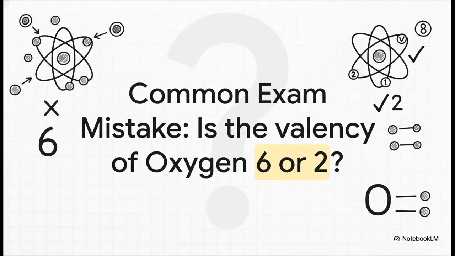All right, I want you to pay very close attention here, because this is where many students make a mistake in the exam. For an element like oxygen, they see the 6 valence electrons, and they write the valency as 6. This is incorrect. Please remember, the number of valence electrons is 6, but the valency, its combining power, is 2. Why? Because it only needs to gain 2 electrons to complete its octet of 8. Please do not confuse these 2 numbers.